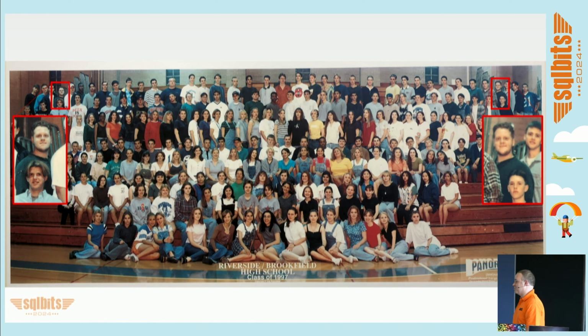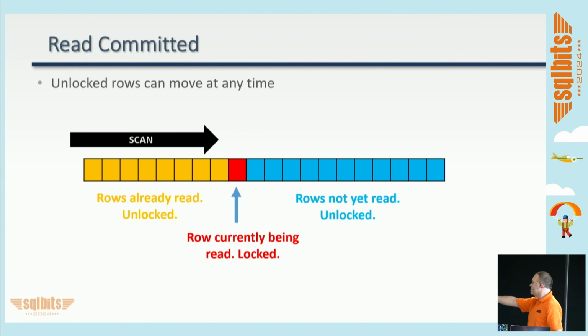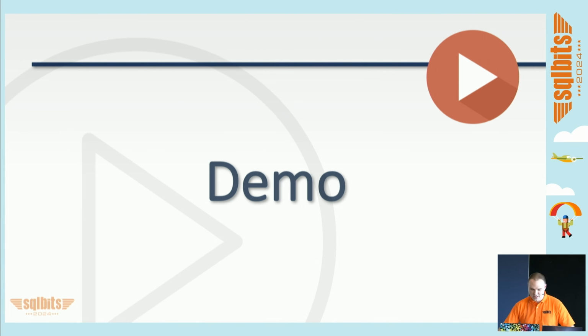Unfortunately, in read committed mode, we can also do the same thing with our data, right? Because if the only row being locked is while it's being read, well, then the other rows can totally move around, and there's nothing that's going to stop them. So let's see what happens here with a demo of this.